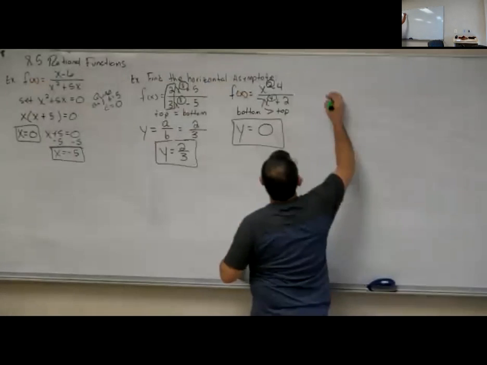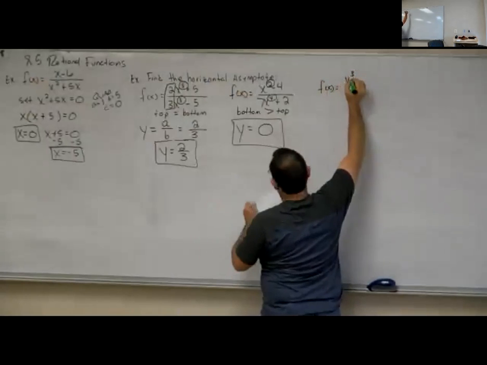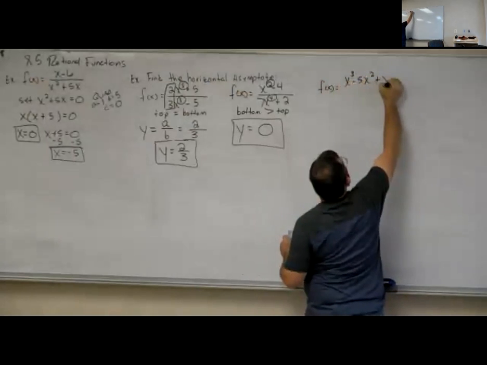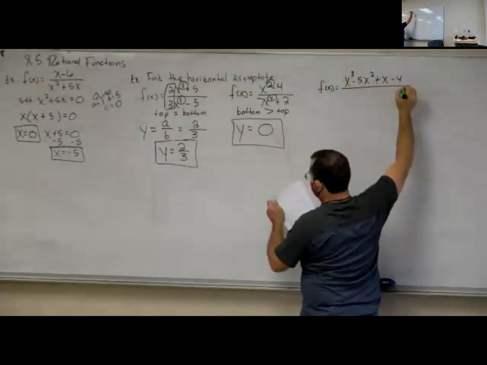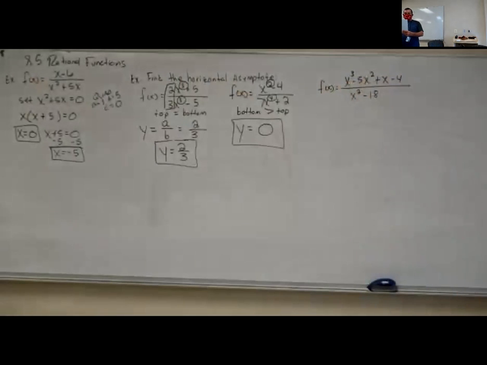All right, so the third one of these is f of x equals x to the third minus 5x squared plus an x minus 4 all over x squared minus 18. And that'd be where we stop today, and then we knock out 8-6. And then that's all the material for test 3, okay? So we'll be finished with test 3 material this week.